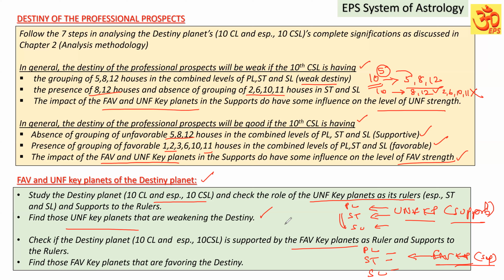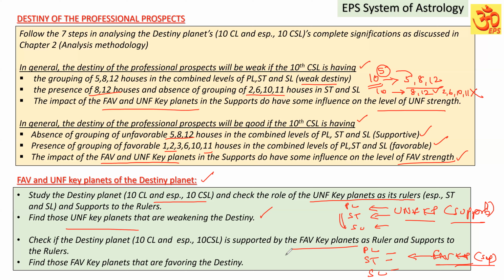Now, once we have studied the destiny, we have to look at the favorable key planets and unfavorable key planets of the destiny. It means what? Which are the planets weakening the destiny, we have to note it. And which are the planets further favoring the destiny, we have to note it. So unfavorable key planets and favorable key planets of the destiny, we have to look into that. This is important because their role in the Dasa Bhukti periods is important. So for that, we have to do this process.